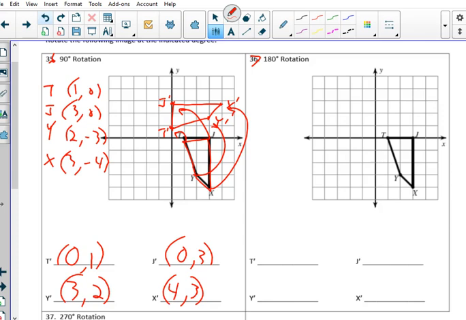So 180 degrees on this one. This is a little bit different for 37. Again, we already have our reference points over here on 36. We're just going to use the same ones. Now with 180, it's a little bit different.